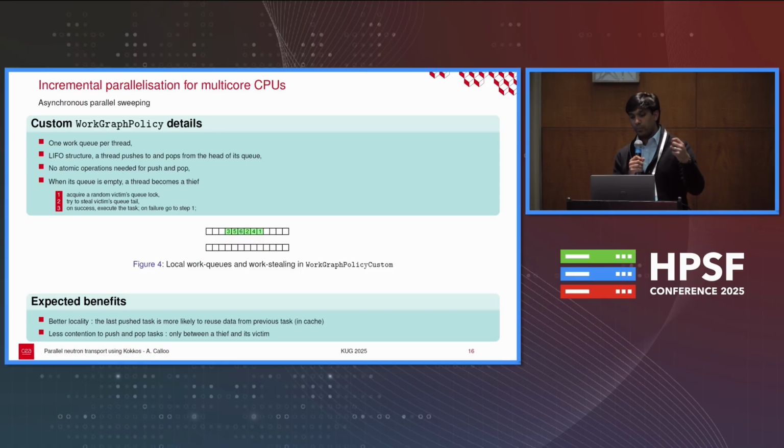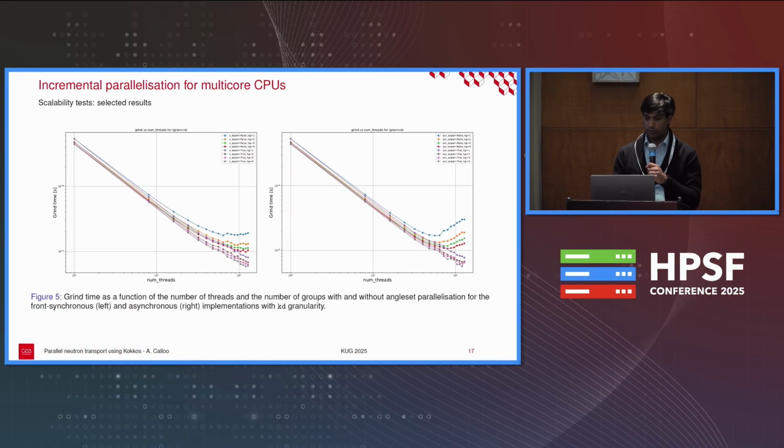It acquires a random victim's queue lock. It tries to steal from the victim's queue at the tail, and if it succeeds, it executes the task. So this is what happens here. You're pushing the task number 8 here. We pop it, and then the last one to come was task number 3 here, which is the last one available to be robbed, and the next thread is able to rob it from the worker. We have better locality, and in fact, it was much better to implement it this way, and we had very good performance with what we've done.